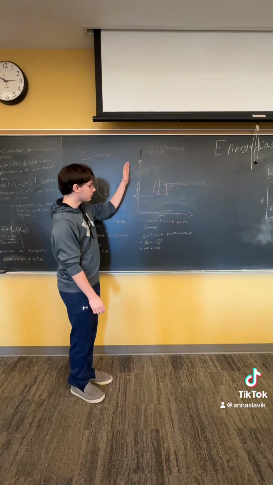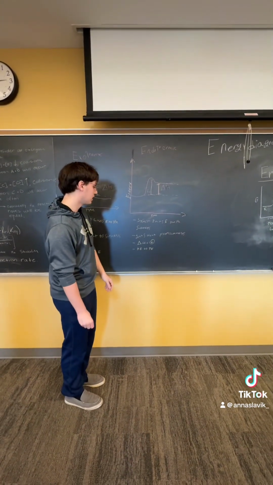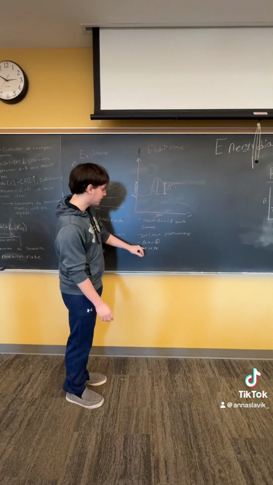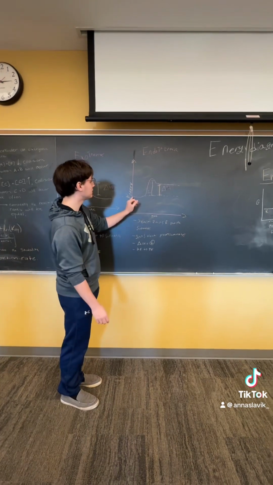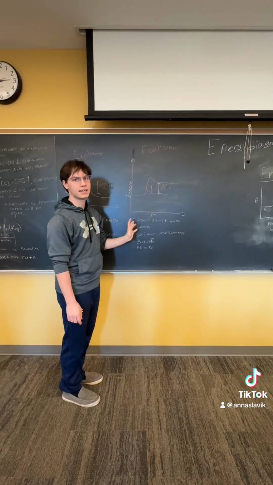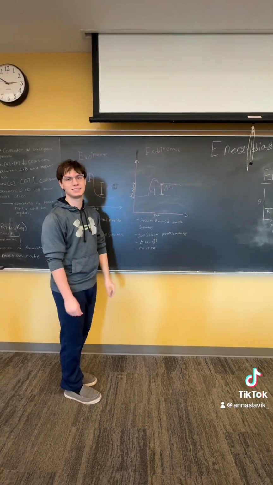Then we have endothermic reactions, where the system gains energy from the surroundings, or gains heat, so the surroundings are going to feel cold. Its delta H is positive, and this is because the energy starts lower than where it ends, meaning it has to gain energy, and it transitions kinetic energy into potential energy.